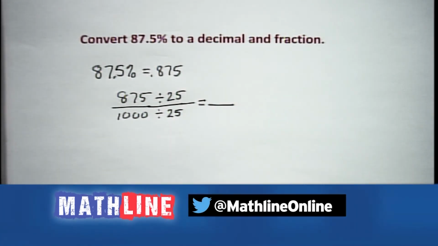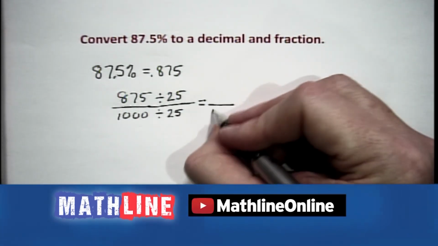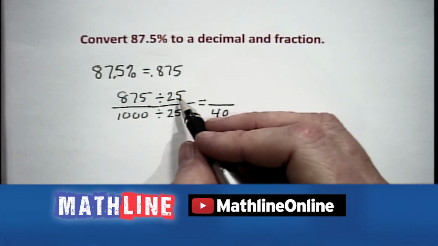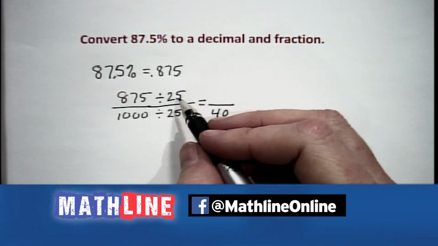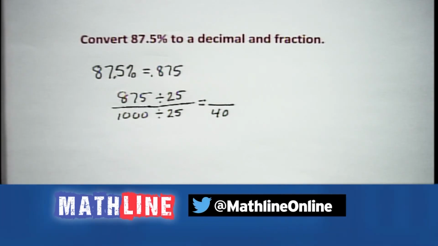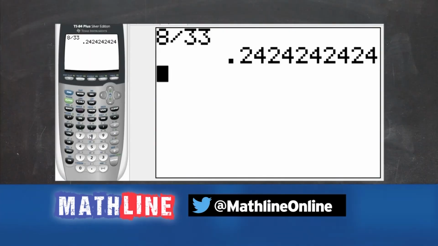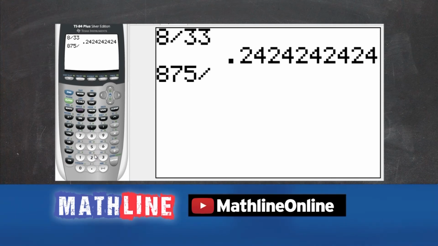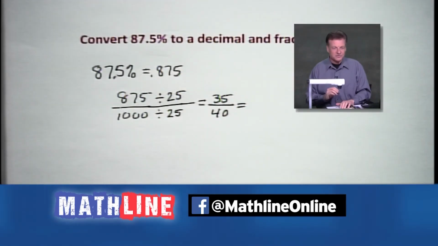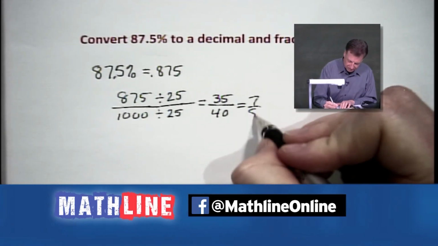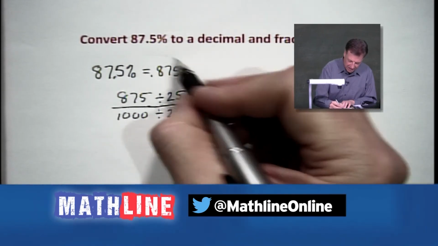I believe that is going to reduce down to 40. And this one, whoo, folks, y'all want to go with me on this one? How about 30, let's see it. Oh, how about it? 875. I know how to get fancy. Divide by 25. We're at 35 over 40. That's what I wanted. That's easy to reduce. That's 7/8. And there you go. That sounds familiar, doesn't it?